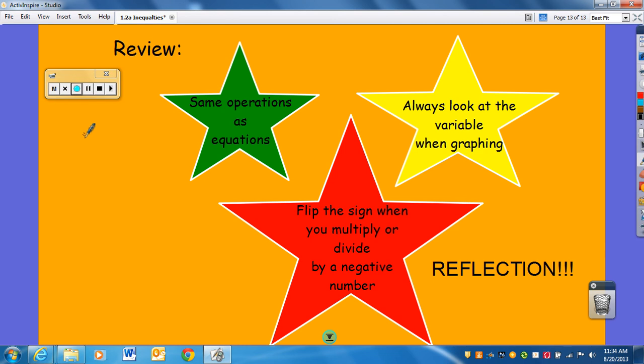So to wrap up, the same operations as equations. Always look at the variable when you're doing the graphing. Start with your variable and be sure to flip the sign when you multiply or divide by a negative number. Then if you'll please complete the reflection.